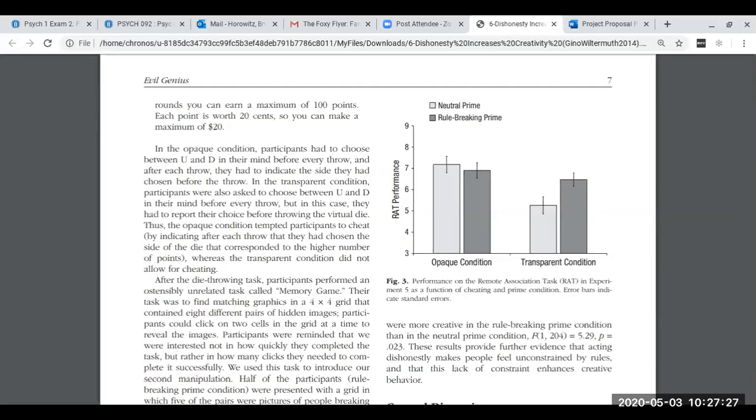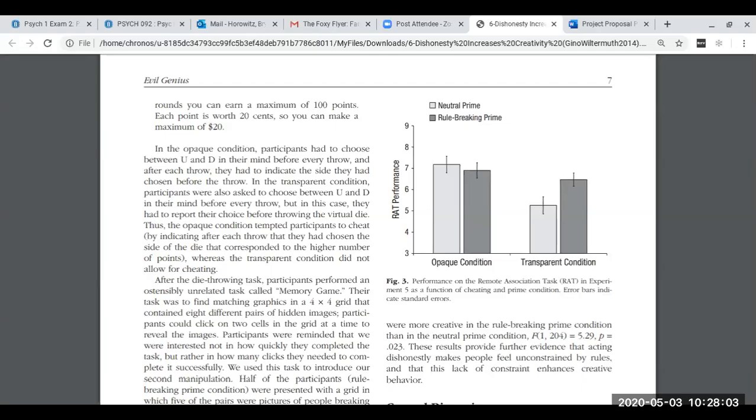So you'll have cheating versus not cheating, or opaque versus transparent, and you have neutral prime versus rule-breaking prime. So what is that? After the die-throwing task, participants performed an ostensibly unrelated task called memory game. Their task was to find matching graphics in a 4x4 grid, like memory, that contained 8 different pairs of hidden images, so the game memory. Participants could click on 2 cells in the grid at a time to reveal the images. Participants were reminded that we were interested not in how quickly they completed the task, but rather in how many clicks they needed to complete it successfully.